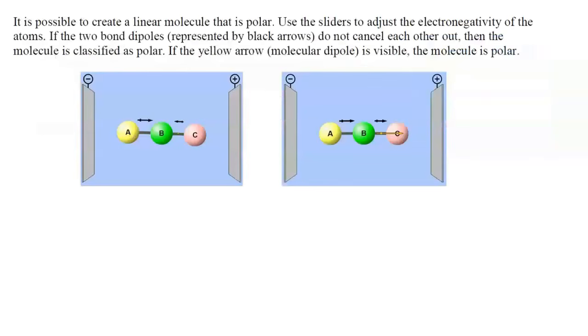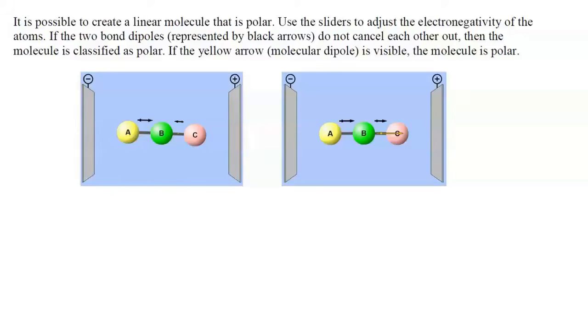So take a look at this particular slide. On the left, we see a linear molecule. The bond dipoles are pointing in opposite directions, but they do not have the same magnitude. So those two dipoles are pointing in opposite directions, but the magnitude of the dipole for bond AB is greater than the magnitude of the dipole for bond BC. So they would not cancel each other out, and that would be a polar molecule.